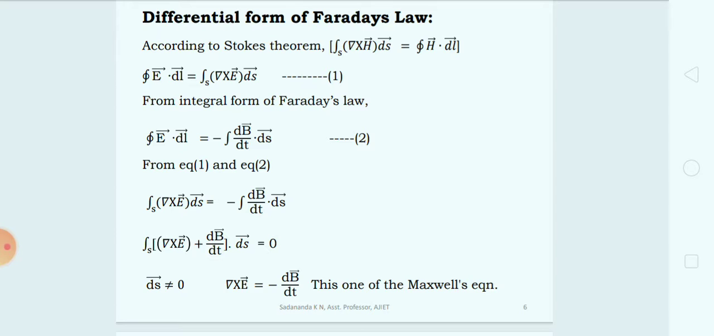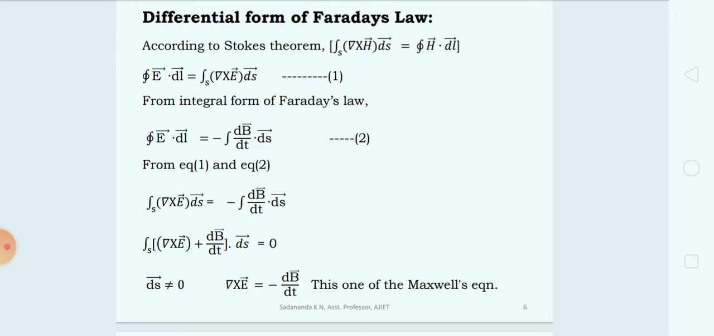Alright, now from equations 1 and 2, which means the integral form of Faraday's law is treated as equation 2, and the one we have written in terms of Stokes' theorem, that is the line integral of E dot dl is equal to the surface integral of curl of vector E ds, is equation 1. Now from these two expressions, the right hand side terms are compared or equated. You write these right hand terms as equal because both of them are representing surface integrals.